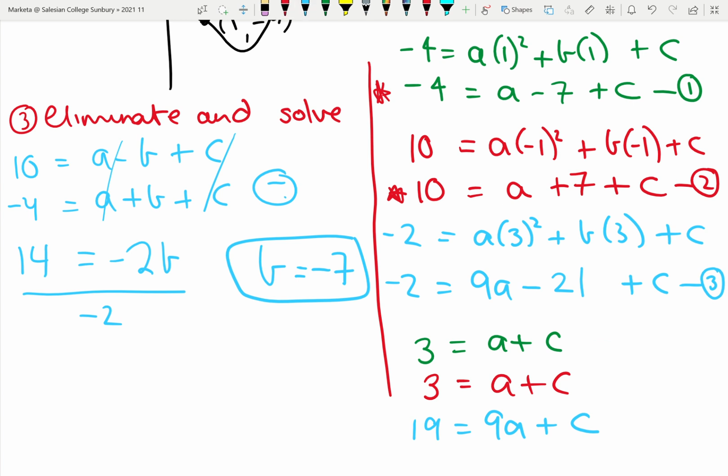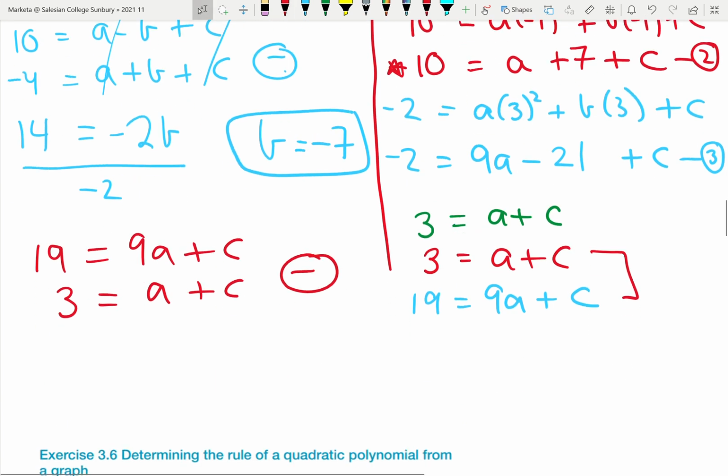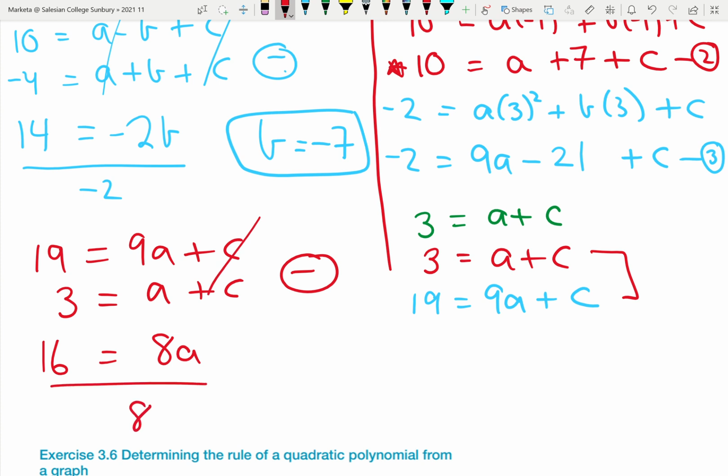But if I choose my 9a plus c, well, that's a good one. So I might do these two, and I'm going to say, well, 19 equals 9a plus c, and underneath I'm going to write 3 equals a plus c, and I'm going to subtract. So that's going to give me 16 equals 8a. C minus c is 0. Divide by 8 on both sides, it gives me a equals 2.